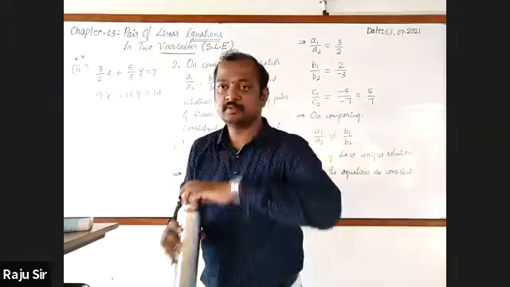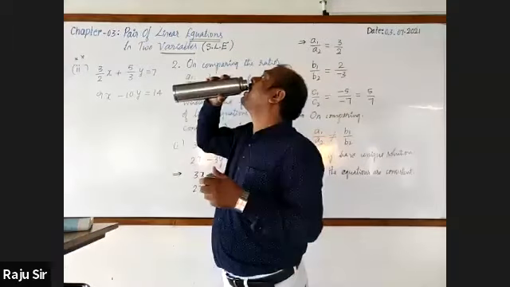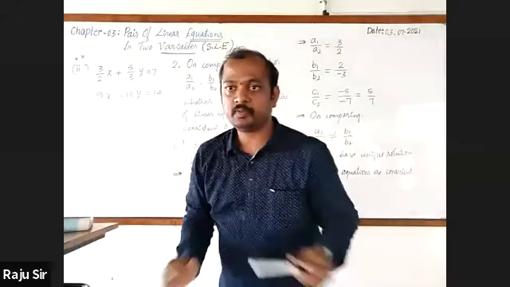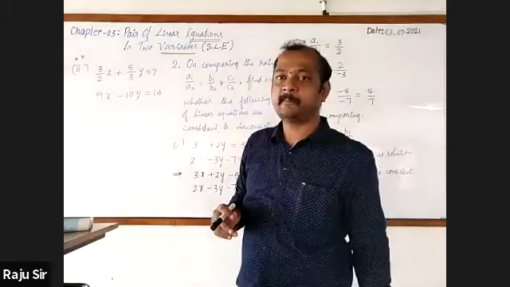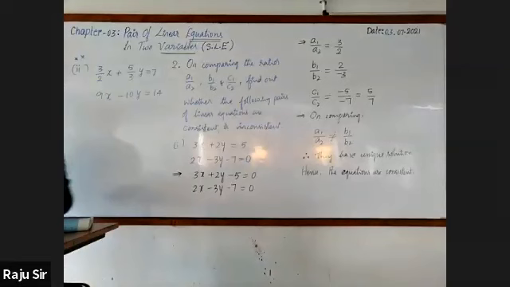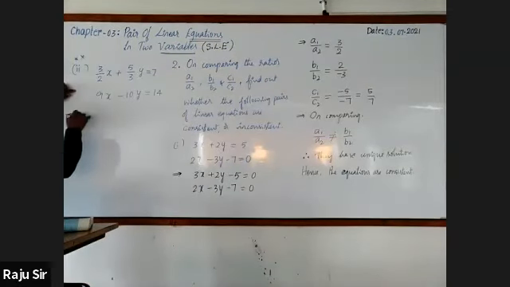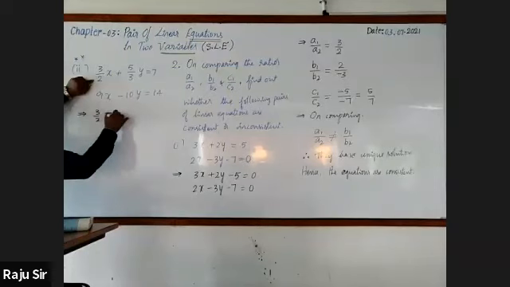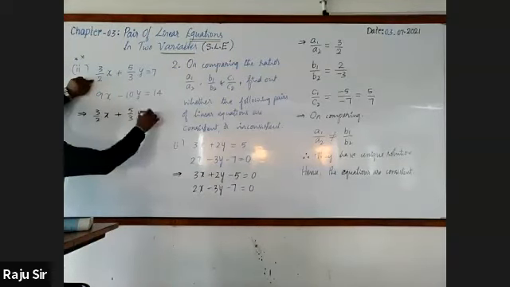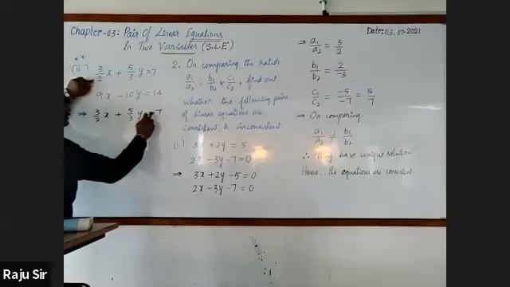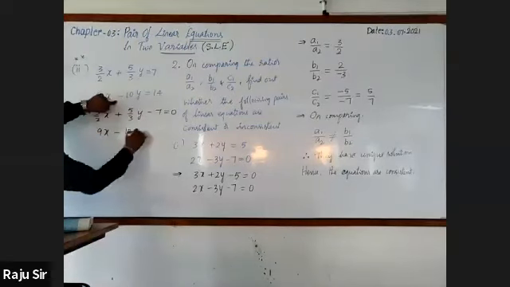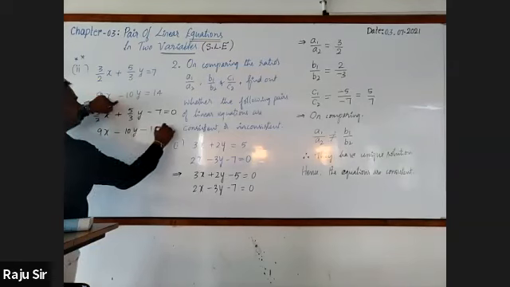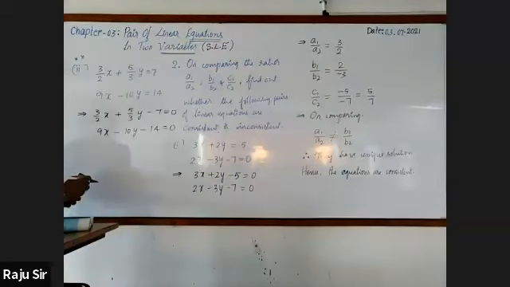Even try my test. Consistent or inconsistent? Inconsistent, sir. 3 by 2 into x plus 5 by 3 into y is equal to 7. Take 7 to the left hand side, it becomes minus 7, equal to 0. Next, 9x minus 10y, transfer 14 to the left hand side, it becomes minus 14, equal to 0. No, sir, it is consistent, sir. Unique solution.